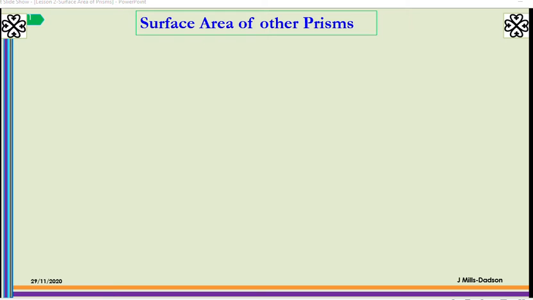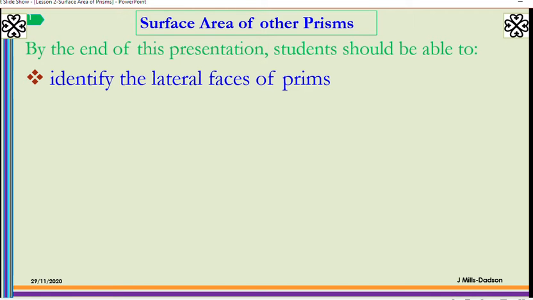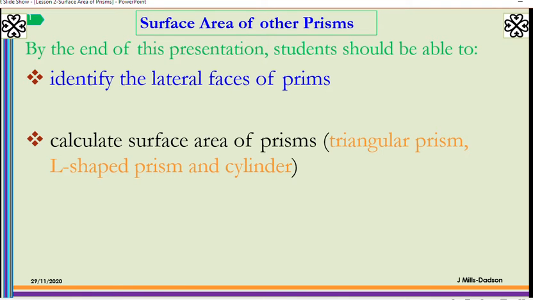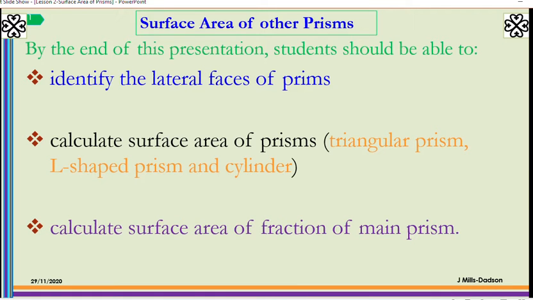This is lesson 2 on surface area. In this lesson, I'll be talking to you about surface area of prisms. We go through how to identify the faces of prisms and how to calculate the surface area of prisms like triangular prisms, L-shaped prisms, and cylinders. And also how to calculate the surface area of fraction of a prism.